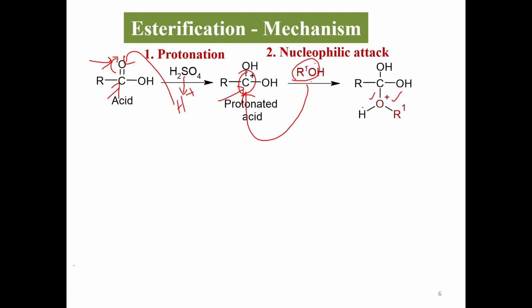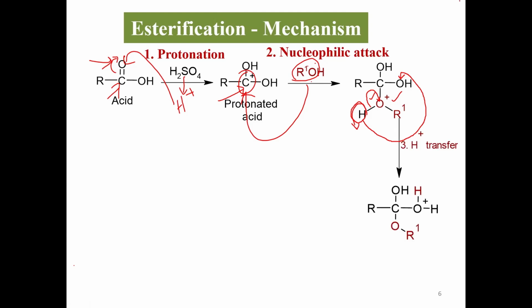Now, to remove the positive charge from the oxygen, the molecule has to undergo deprotonation. That means hydrogen leaves the molecule without the bonded pair of electrons, and this bonded pair of electrons will be supplied to oxygen to remove the positive charge. And this proton will be taken up by one of the OH groups of the carboxylic acid. So that is how the third step involves proton transfer. That means within the same molecule, the proton will be transferred from the alcoholic oxygen to the carboxylic oxygen.